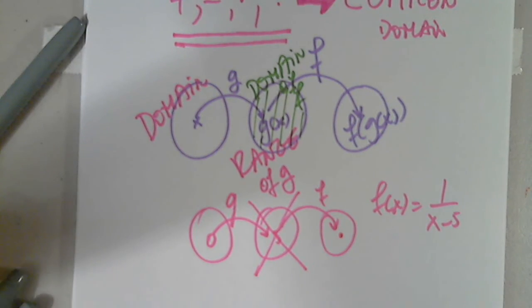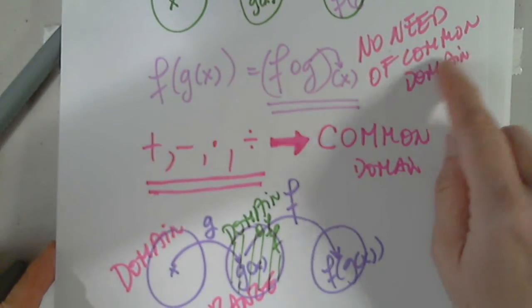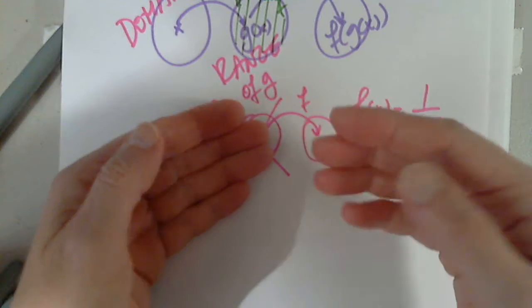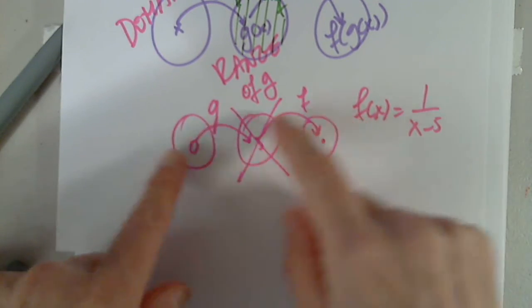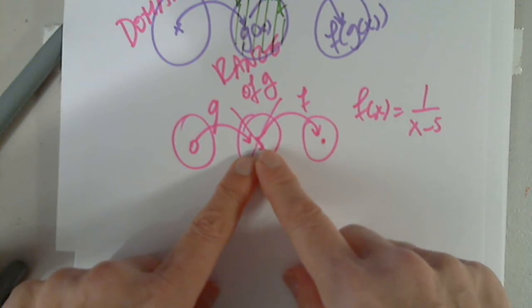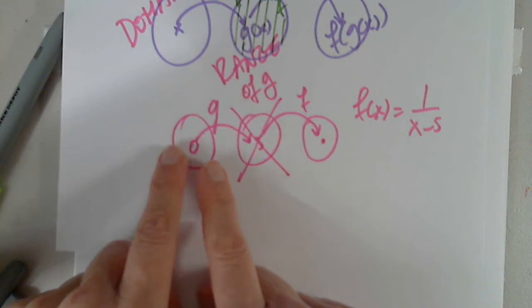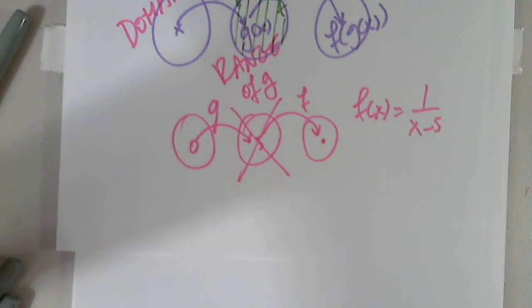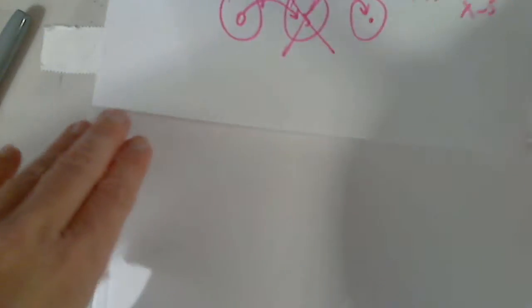So bottom line is that these two functions do not need a common domain, but they need the range of g to communicate well with the domain of f. If g brings something that f cannot be applied to, then the chain is broken, so adjustments have to be made here. I'm not going to test you on that. I'm not going to ask you to find the domain of function composition. But now we are ready to create some function compositions.